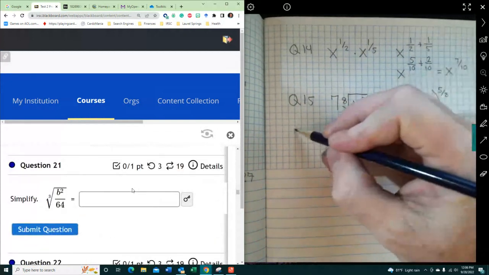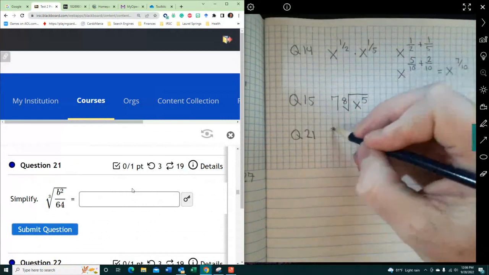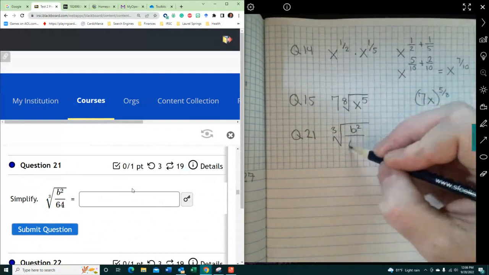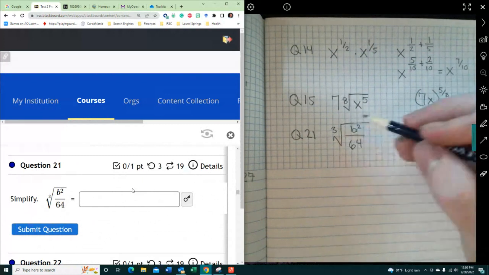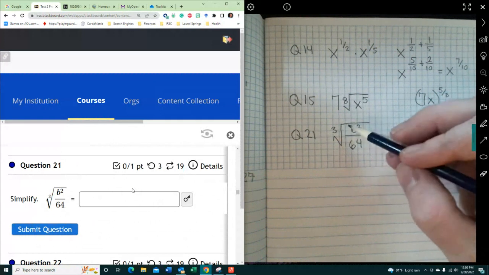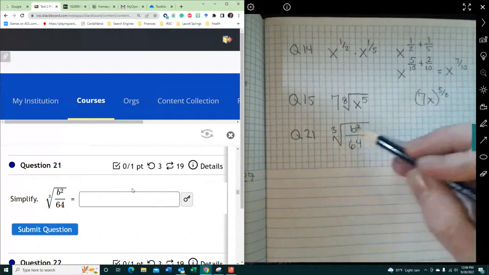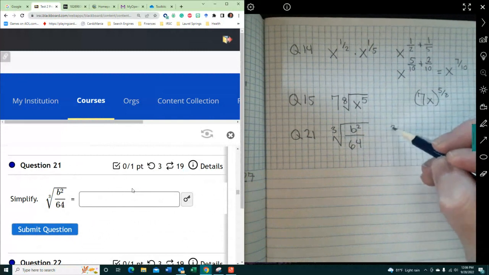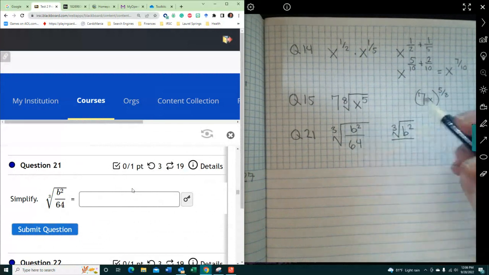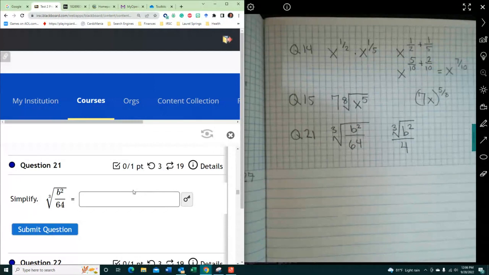Number 21. Simplify this. Well, since this is b to the third, all right, not b to the third, excuse me, b to the second, but this is an index of 3, we have to have 3 of one number. So 3 can't go into 2. So we're going to leave it as the cubic root of b to the second. But 64 is 4 times 4 times 4. And so that means we're just going to put 4 in the denominator and leave it with the radical in the numerator. So denominator and the numerator. Okay.